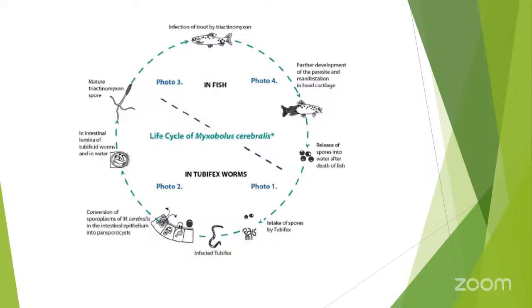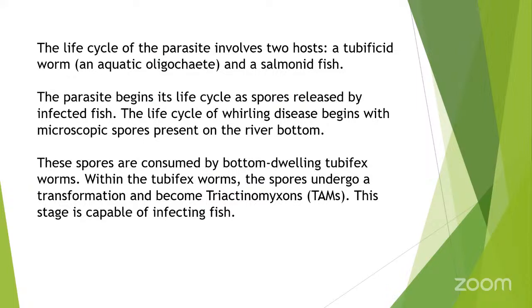Now, this is the life cycle of this whirling disease. The life cycle of the parasite involves two hosts, a tubificid worm and a salmonid fish. The parasite begins its life cycle as spores released by infected fish.